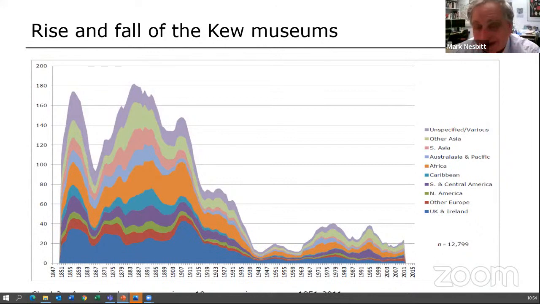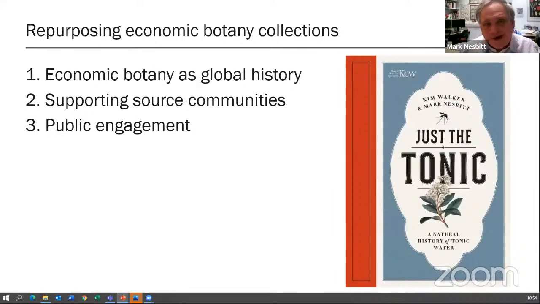And this is really the central theme of my talk. How do you take a collection that's lost its purpose, that was heavily criticized in the mid-20th century as being a waste of space, just a random bag acquired by travellers? How do you repurpose that kind of collection for the 21st century? And I'm going to talk about three different ways of doing that.